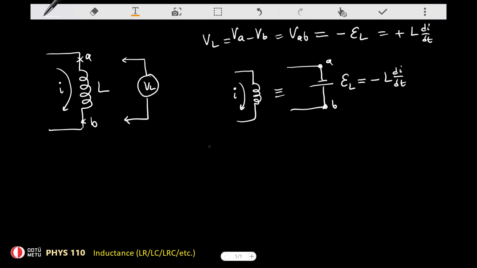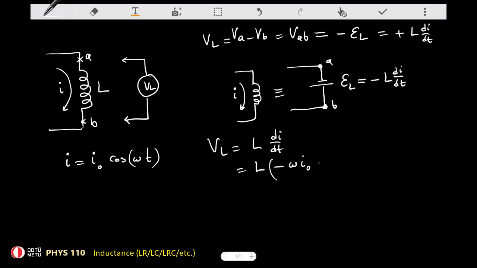Okay. So as a result, for an inductor, the potential drop is equal to L times di over dt when the current is I. So I'm going to write it in here. If the current is I0 times cosine omega t, I choose the phase angle for the current to be equal to 0. In that case, the potential drop on the inductor would be L times the derivative of this, which is equal to minus omega times I0 sine omega t.